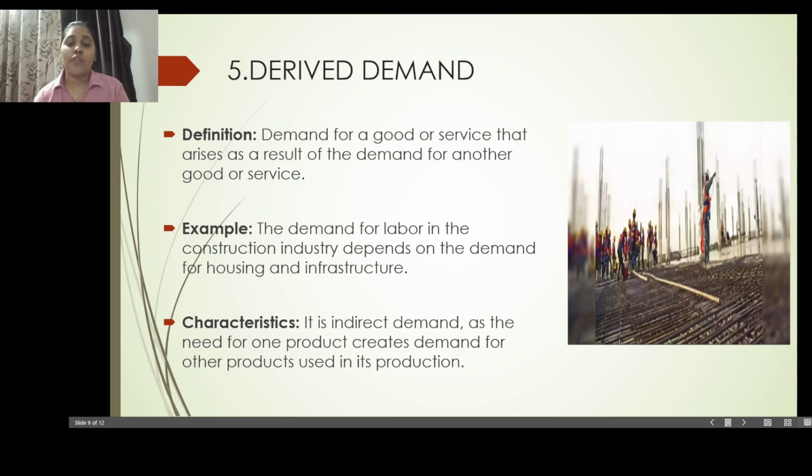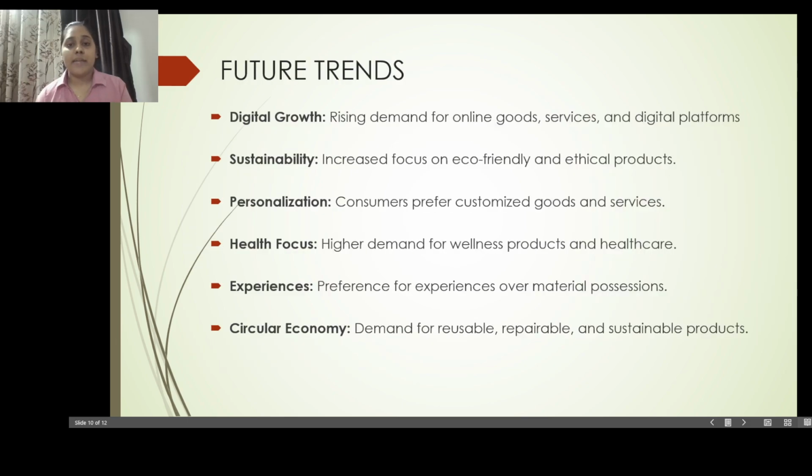Now let's talk about future trends in demand. Demand patterns are always changing. Here are some future trends. First is digital growth. More people are shopping online. Second, sustainability. Consumers prefer eco-friendly products. Third is personalization. People want customized products. Fourth is health focus. Demand for health and wellness products is rising. Fifth is experience over product. More people spend money on travel instead of buying things. Sixth, circular economy. There is a shift towards reusable and repairable products. These trends show how demand is evolving with time.